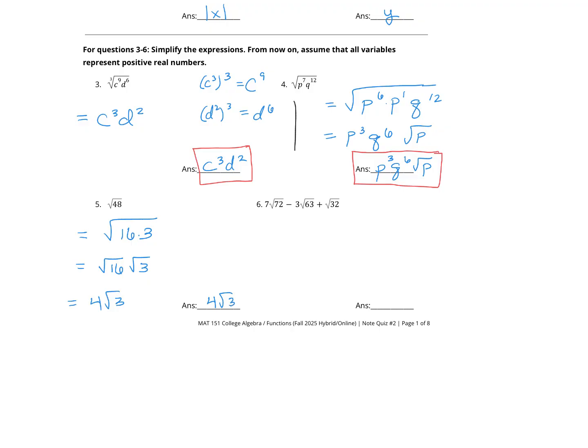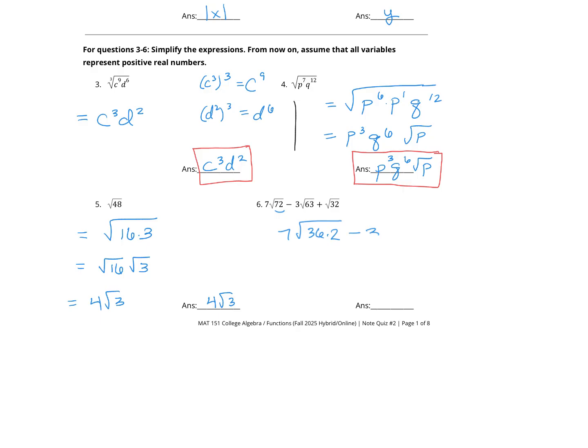For the next problem, we want to break apart the 72 by asking ourselves again, what's the largest perfect square? And that is a 36. So this is going to be 7 times the square root of 36 times 2.